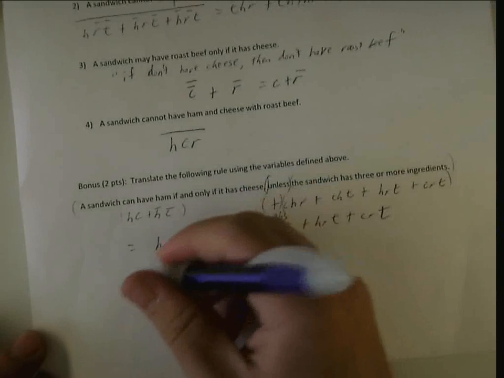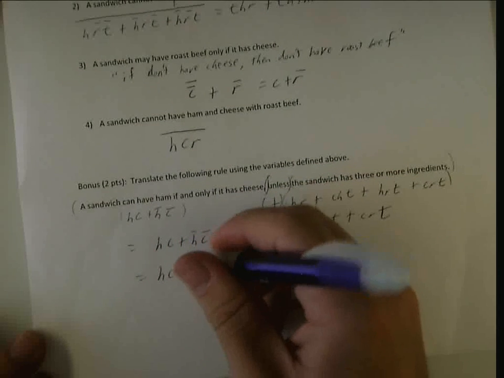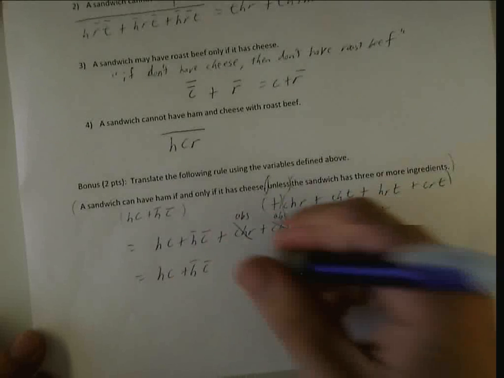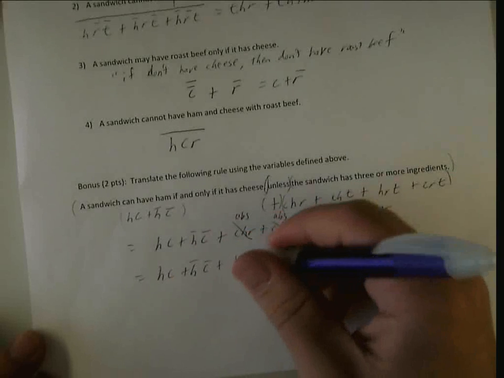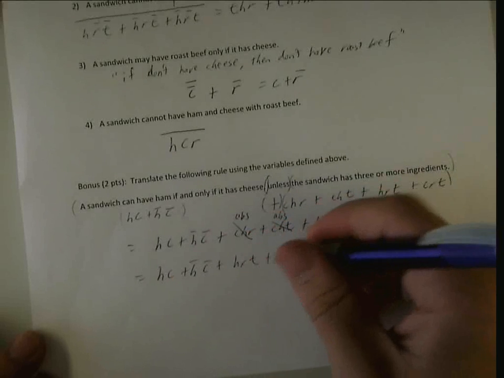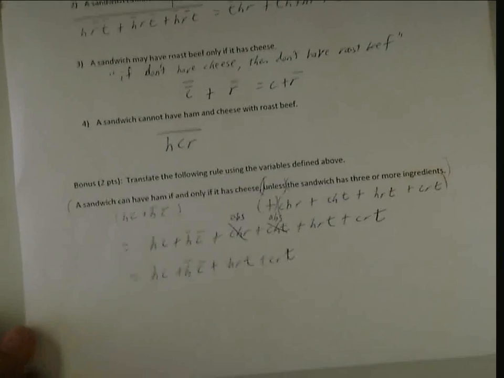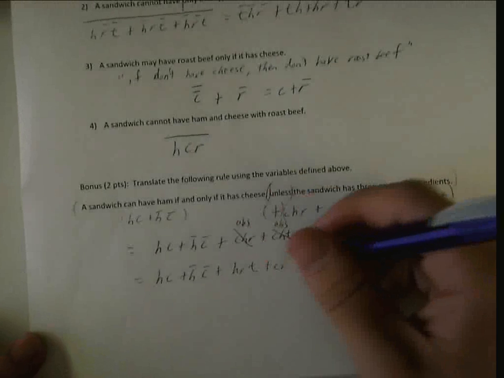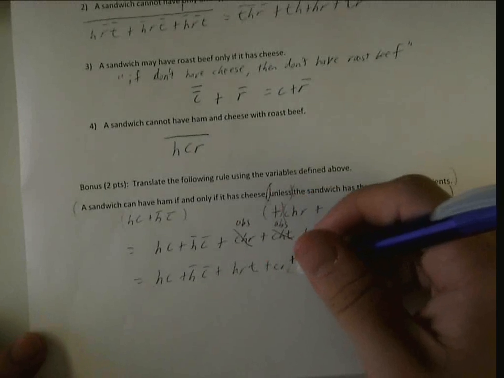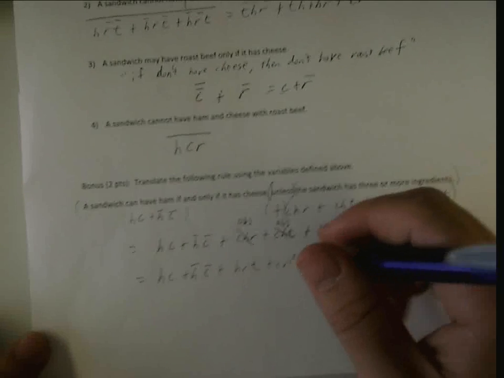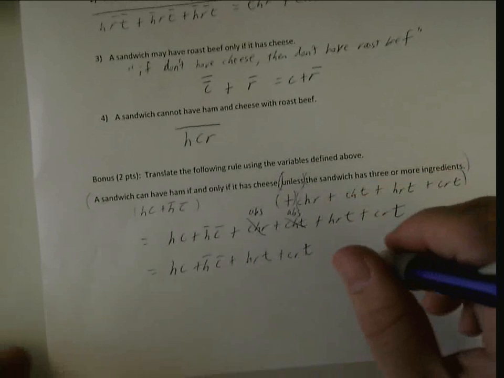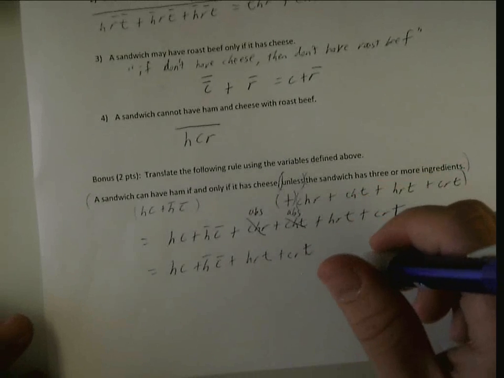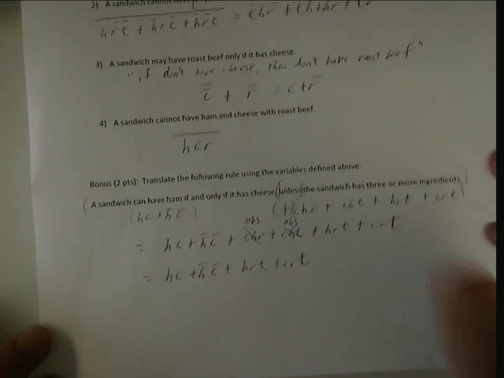And so we can reduce this to HC, or H bar C bar, or HRT, or CRT. So here we have a ham sandwich without cheese, and we have a cheese sandwich without ham. So that's how those work. And we can potentially simplify this even more if we wanted to, but we will leave it at that.